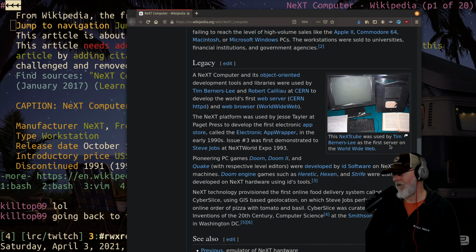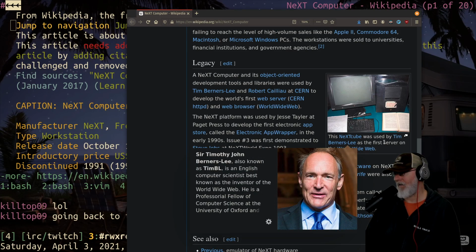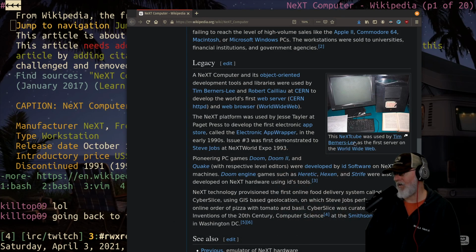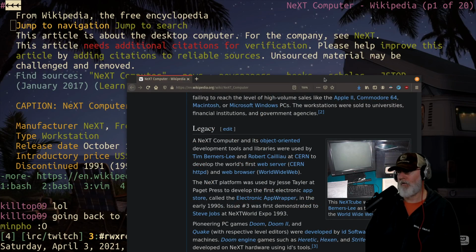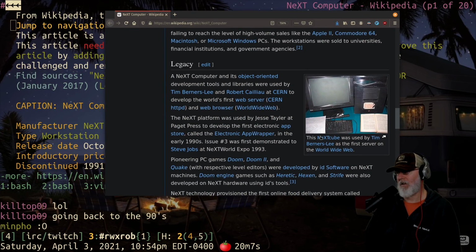Tim Berners-Lee. Oh my God. A Next Cube was the first computer on the World Wide Web? Holy cow, I did not know that. Doom 2 developed on Next machines. See, I'm telling you, Next was the rage. It was like the coolest thing you could possibly have.